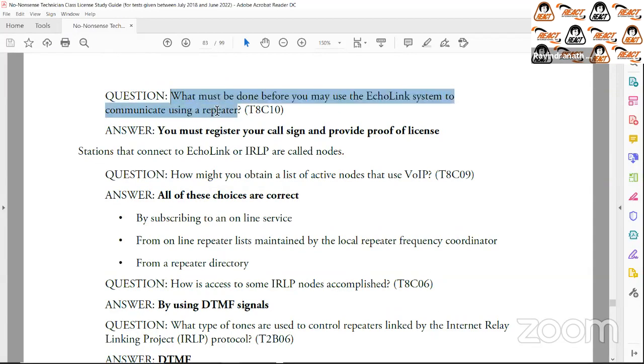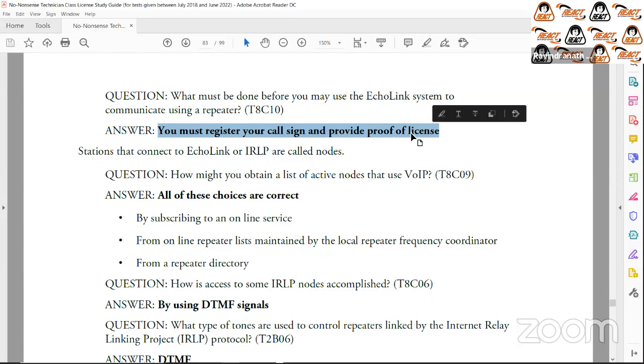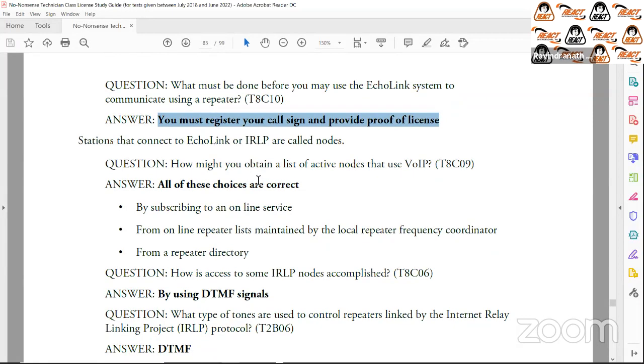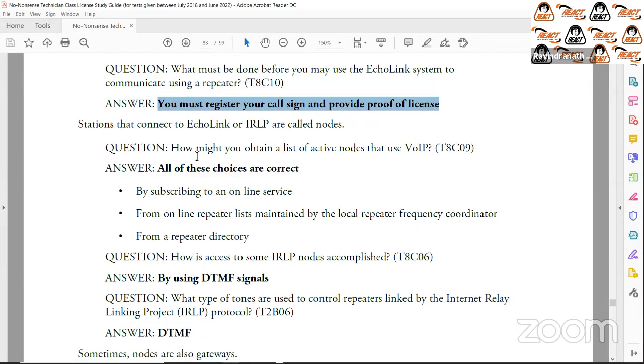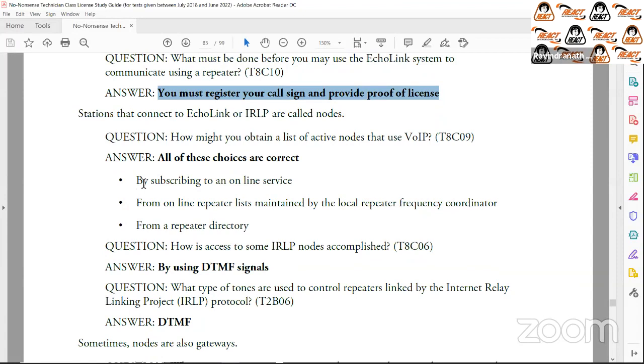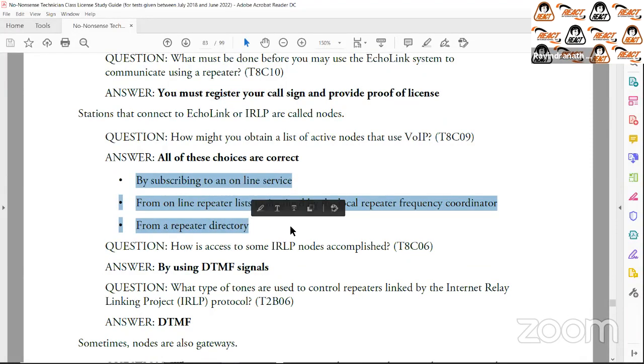What must be done before you may use the Echolink system to communicate using the repeater? So we went through that today. You must register your call sign and provide proof of license. So you have to go to the Echolink website and register your call sign with your license. Again, it's one of the things that I highly recommend. As you get your license, you don't even have to have a piece of radio equipment and you are on the air. You just need an app or software.